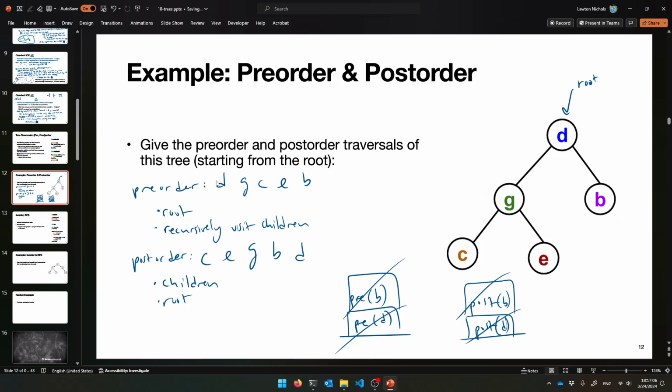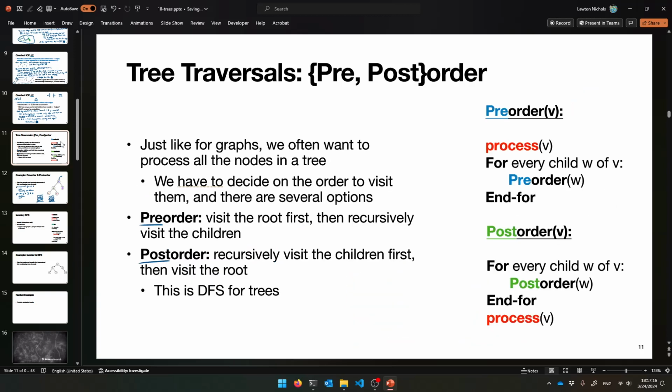So yeah, those are the orders in which we're going to see things for preorder and post order. D, G, C, E, and B, or C, E, G, B, D. Okay, so that is 2 valid ways to go through the tree. These are 2 different ways to get through everybody.